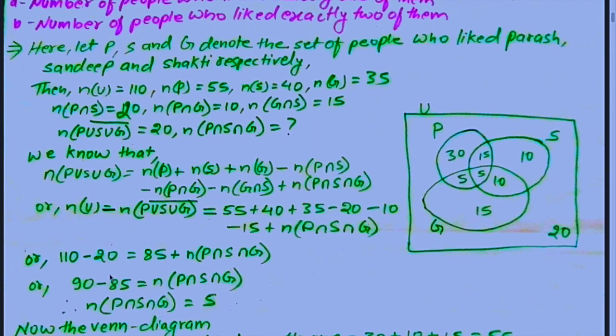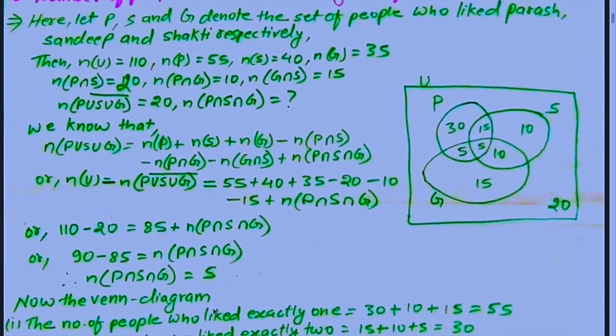Now this can also be seen in the Venn diagram. 55 here came from here, 40 came from here, 35 came from here, and the intersection of 20 is also from here, and 10 from here, and 10 and 15 here. We also have the formula for the union of P, S and G, which is n(U) minus n((P union S union G) complement). One formula is given here, and from both formulas we get n(P intersection S intersection G) equals 5.